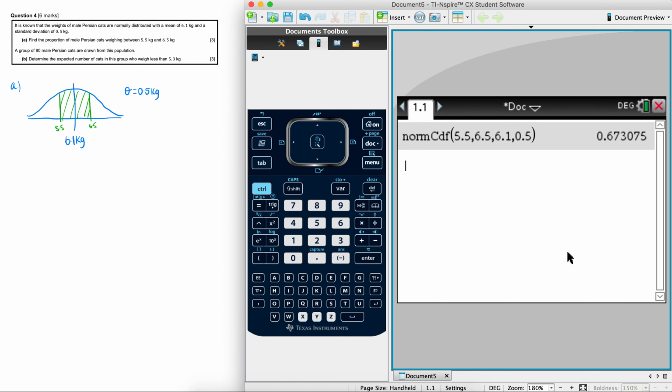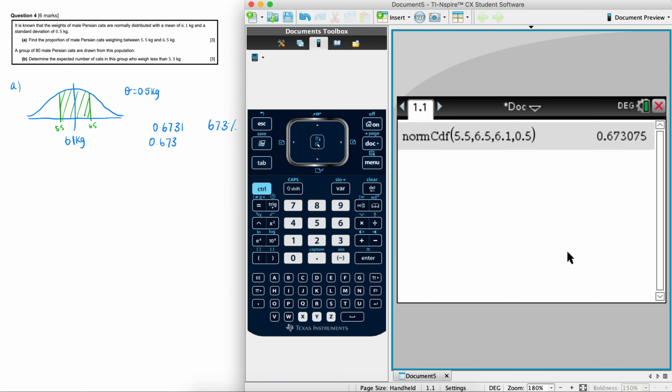And that will then give me my answer. I can leave it as a decimal, or I can write it as a fraction. So it's 0.673, and then 1. So 0.6731, or 0.673 is fine as well. You could also write it as 67.3%, so you can write it in lots of different ways.